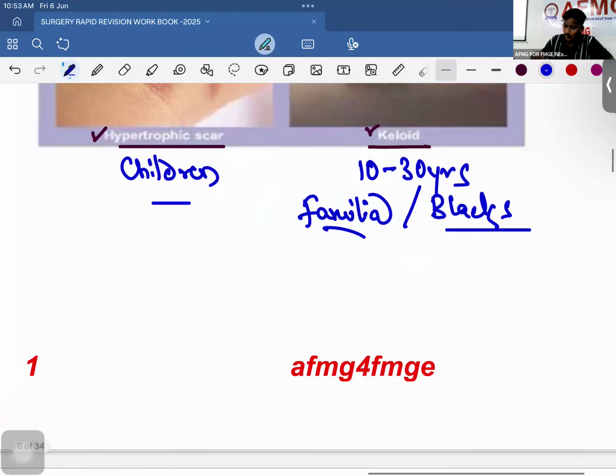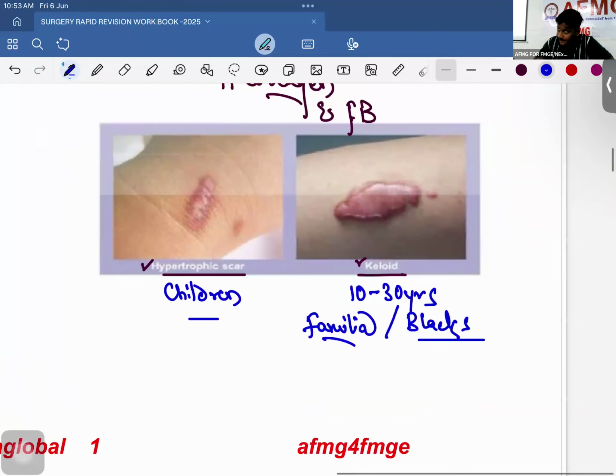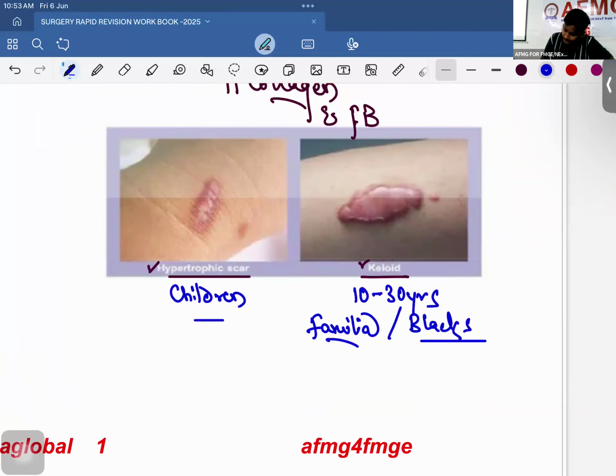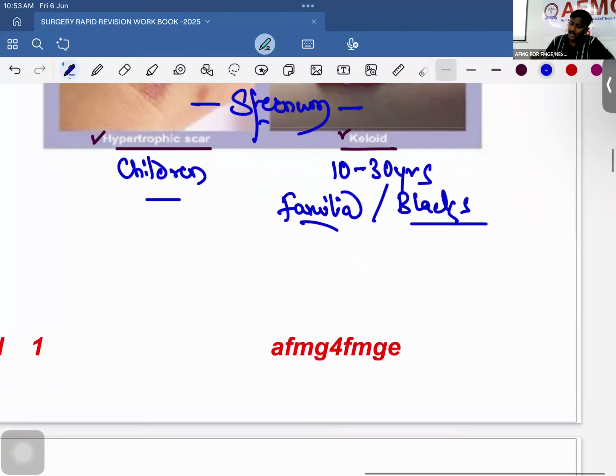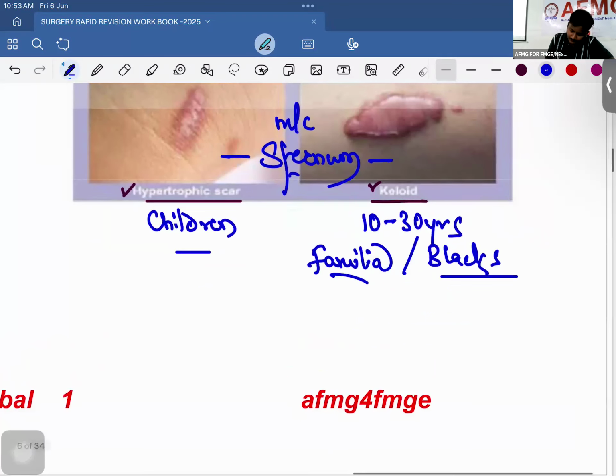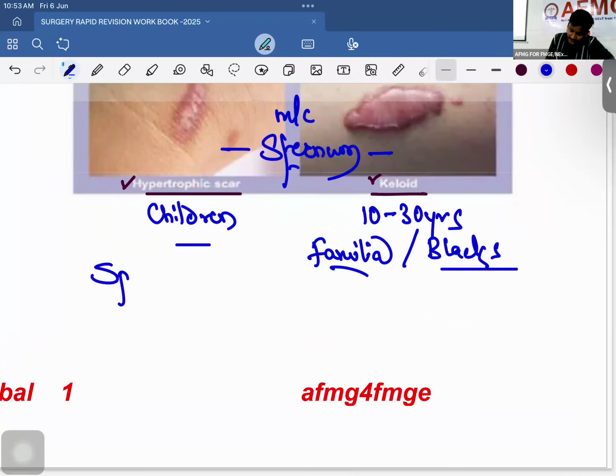Now, if they ask you what is the most common site for a hypertrophic as well as the keloid scar? We know the most common site for both hypertrophic and keloid scar is going to be the sternum, beta. That is important. If they ask you what is the treatment for hypertrophic scar usually? Hypertrophic scar.